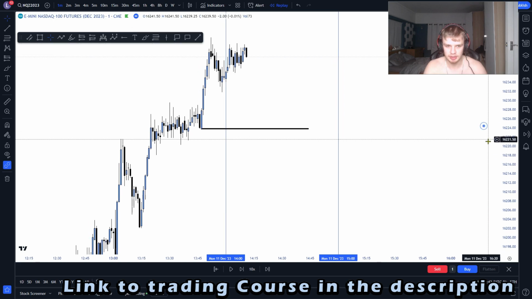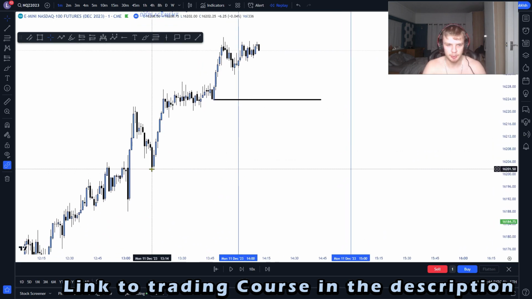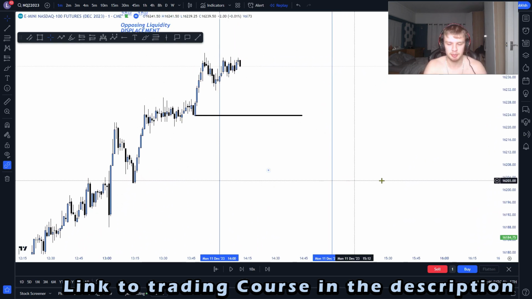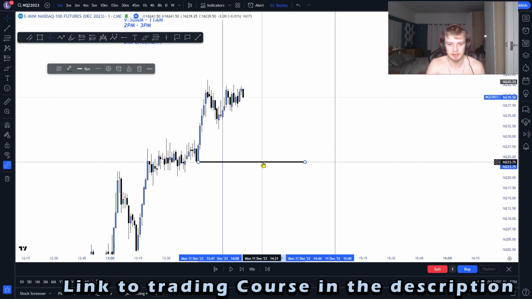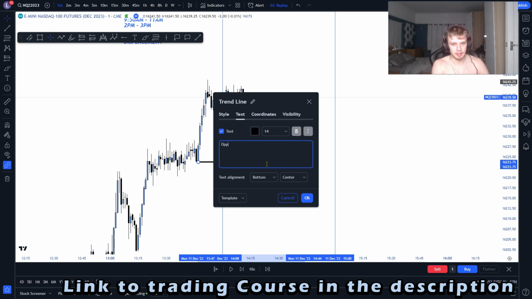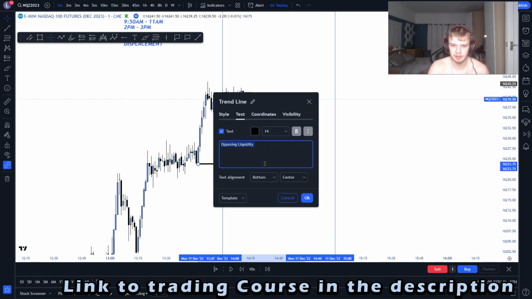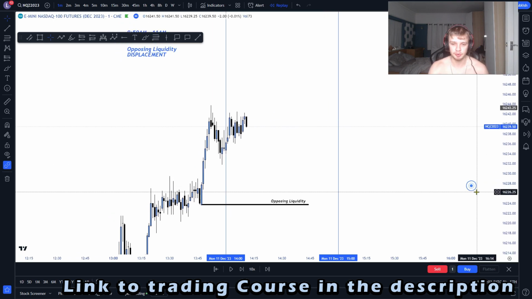This would be our first opposing liquidity target. We also have liquidity down here and down here, but our main target and our first target would be this liquidity right here. So let's just label this opposing liquidity. This is where you're going to want to target once you are trading the silver bullet trade.